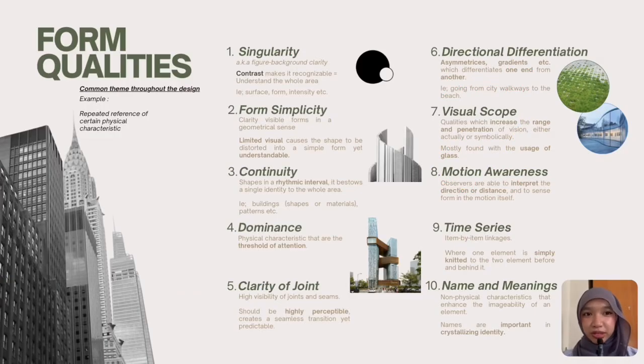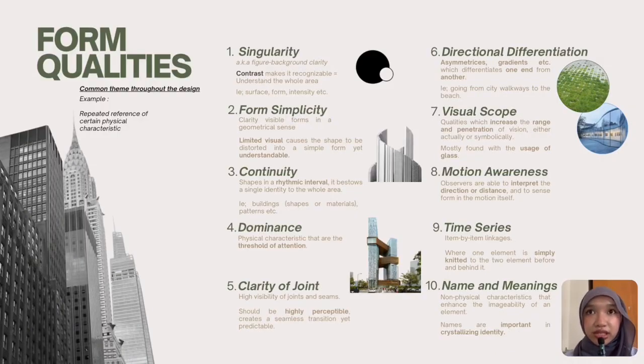My name is NURJUMA NAZLI, and I'll be talking about form qualities. First, there are 10 form qualities mentioned in the book. The first being singularity, aka figure background clarity, which means that contrast makes it recognizable, so it helps users understand the whole picture better. Examples given are surface, forms, intensity, etc.